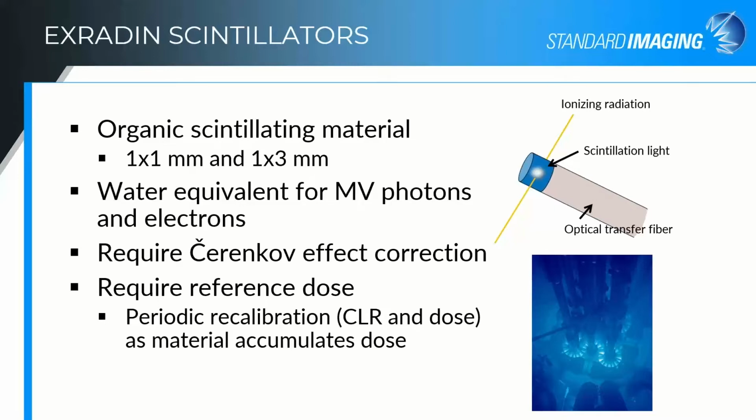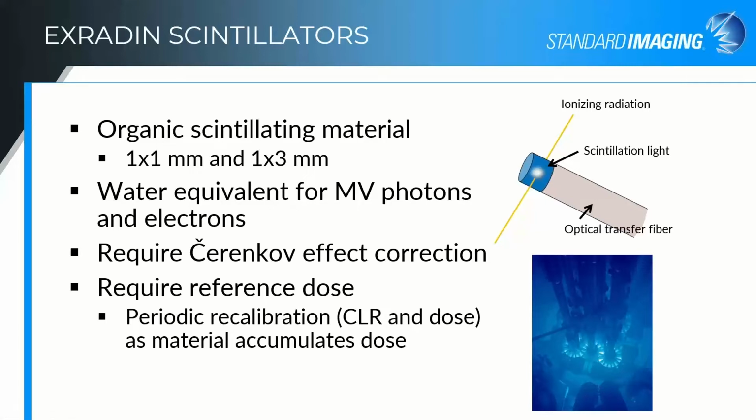The downside of scintillators is that you do have to correct for the Cherenkov effect. So when you irradiate these optical transfer fibers, you create Cherenkov light, just like that characteristic blue glow in the cooling tanks of a nuclear reactor. And that's a contaminant signal when we're looking at the signal from the scintillator, also being optical wavelengths. So we do have a correction method for that. I'll get into that as well.